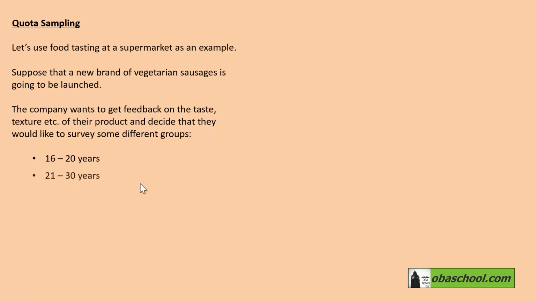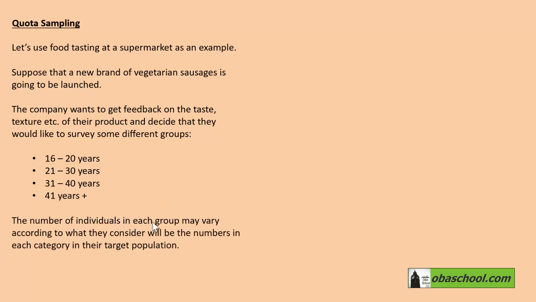16 to 20 years, 21 to 30 years, 31 to 40 years, and 41 years plus. The number of individuals in each group may vary according to what they consider will be the numbers in each category in their target population. In this regard, this method is analogous to stratified sampling.